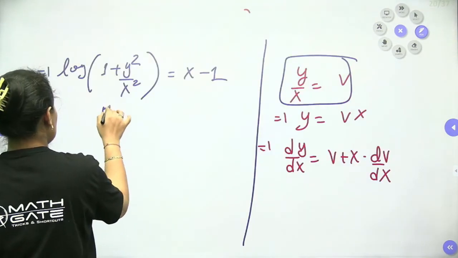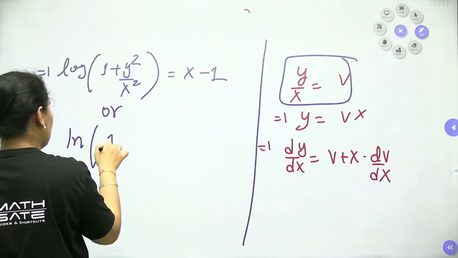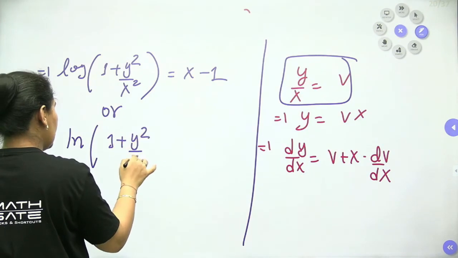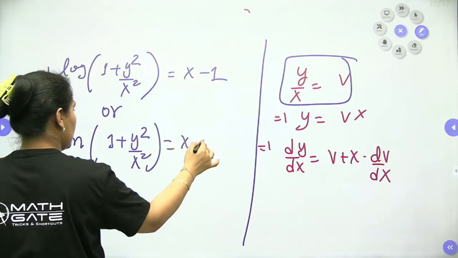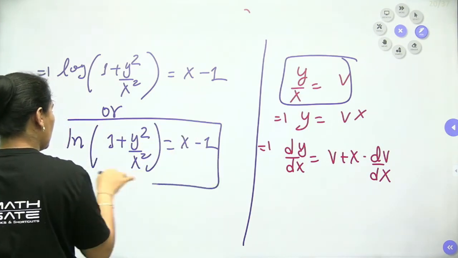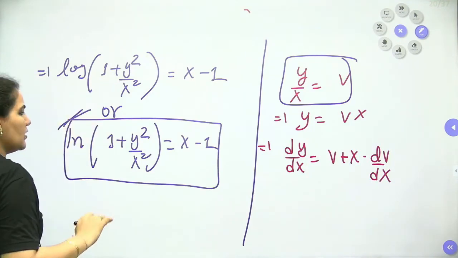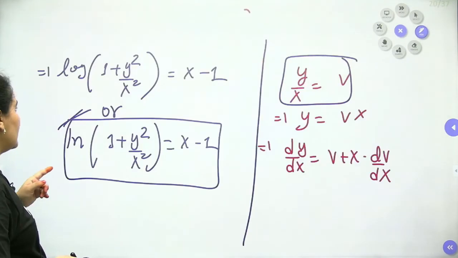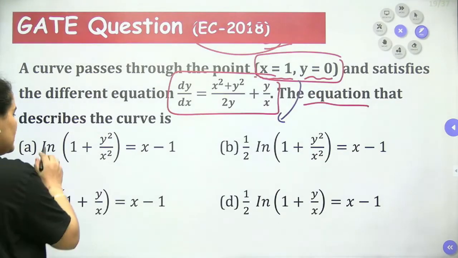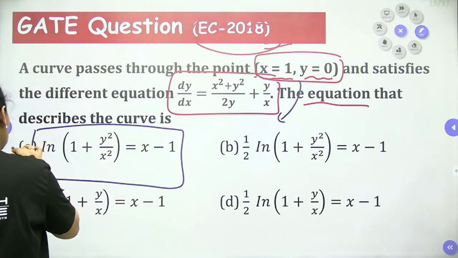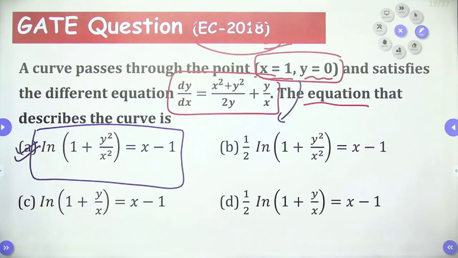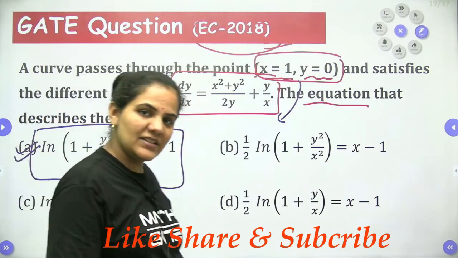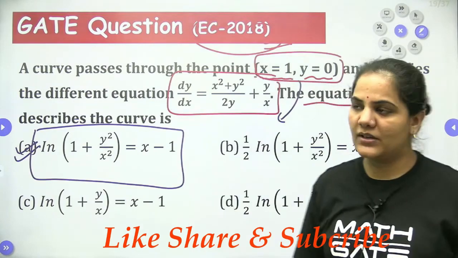Do we have options? Yes, we have the option in the form of ln. As it is already clear, writing ln or log is the same thing, because whenever we are talking about log in engineering mathematics, we are talking about log with the base e only, right? So we are having log of 1 plus y square by x square is equal to x minus 1. So the final answer will be option number A only, dear students. Yes, exactly, the final answer is option number A only.